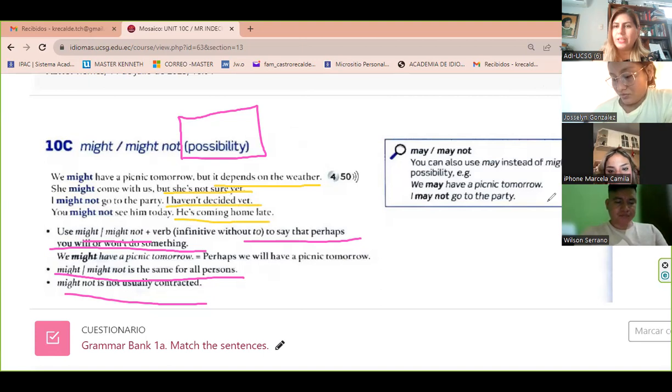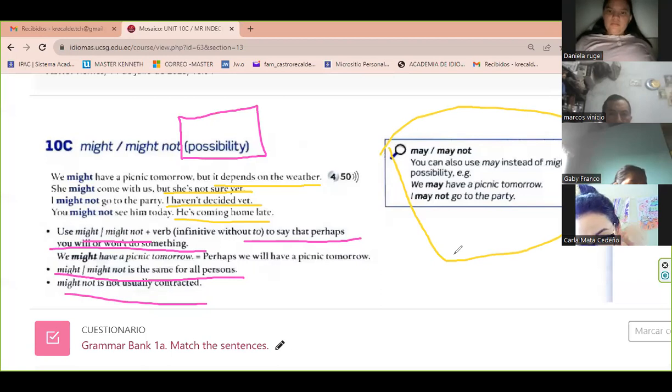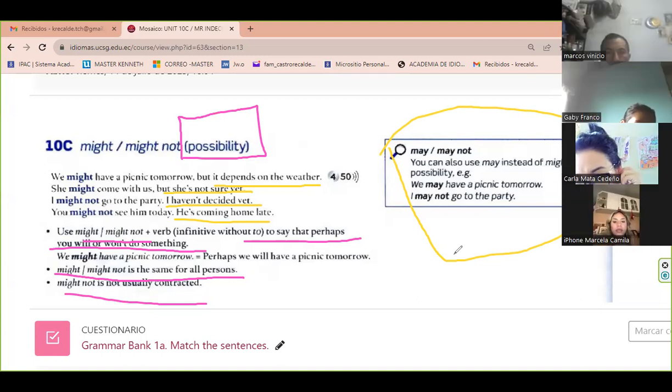Now, let's focus here on the chart that is there. Could you please, my dear Danielita, read may or might not? May or might not. You can also use may instead of might for possibility, for example, we may have a picnic tomorrow. I may not go to the party.